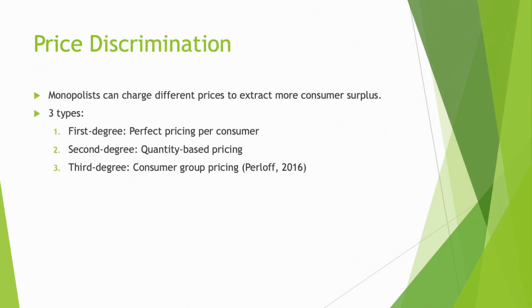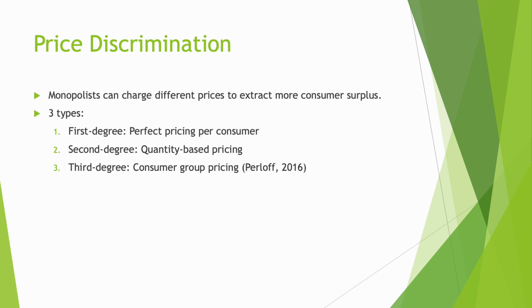Price discrimination. Monopolies can charge different prices to extract more consumer surplus, because in a competitive market, prices are directed by supply and demand, and no one can influence the price. A monopolist, being the sole producer or seller, has significant market power, and with that power comes the ability to manipulate prices in ways that squeeze the most value from consumers. This is where price discrimination comes into play.